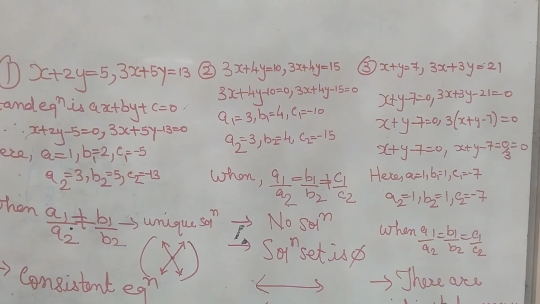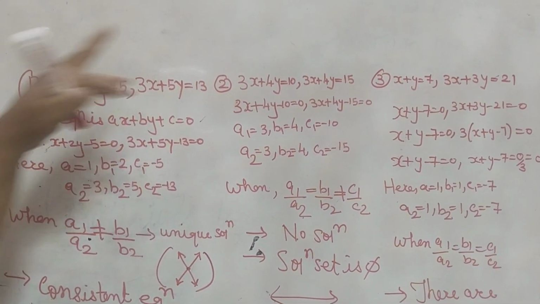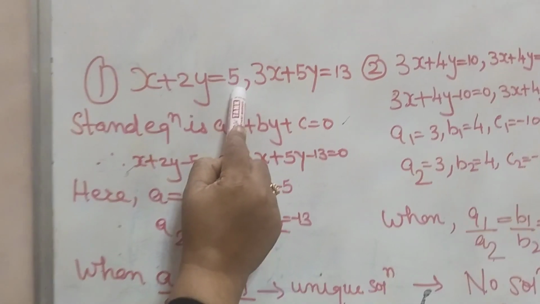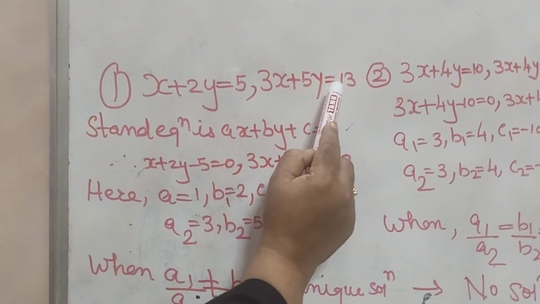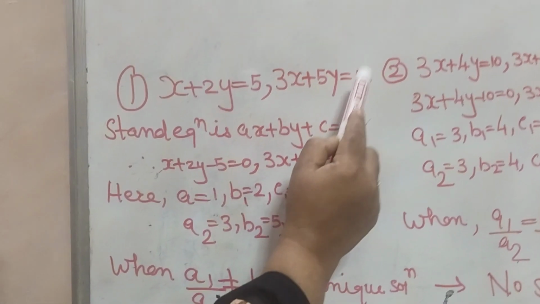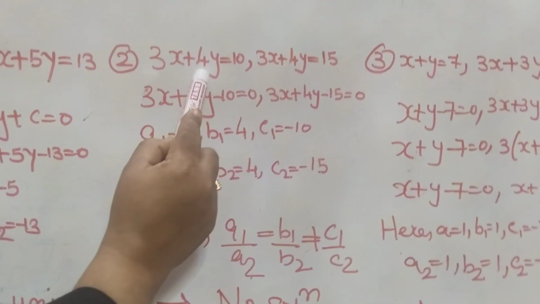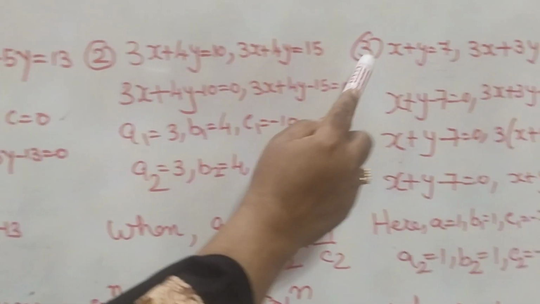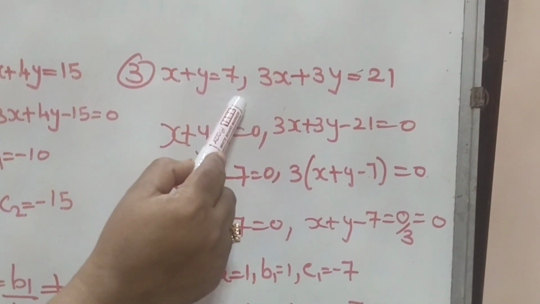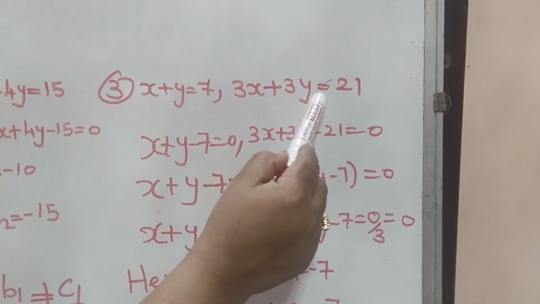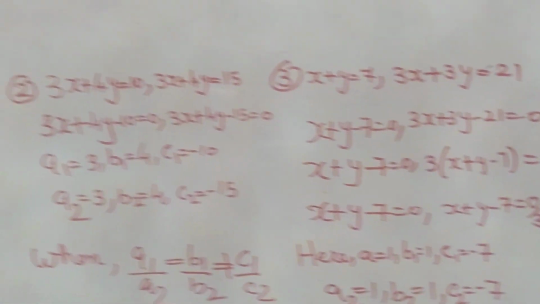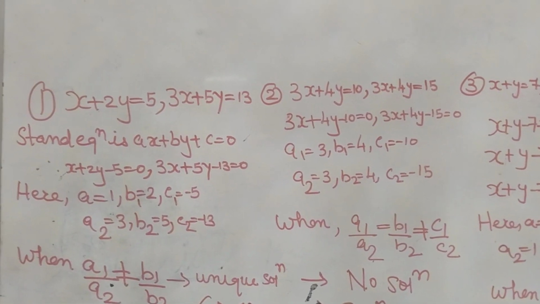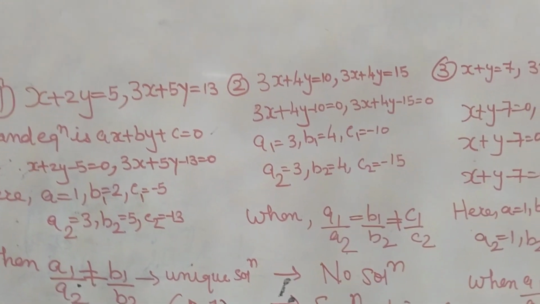In your textbook you are having this type of question, that is first equation is x plus 2y is equals to 5, 3x plus 5y is equals to 30. Next, 3x plus 4y is equals to 10, 3x plus 4y is equals to 15. Third, x plus y is equals to 7, 3x plus 3y is equals to 21. Now by seeing the equations only, you will come to know which type of graph is this.